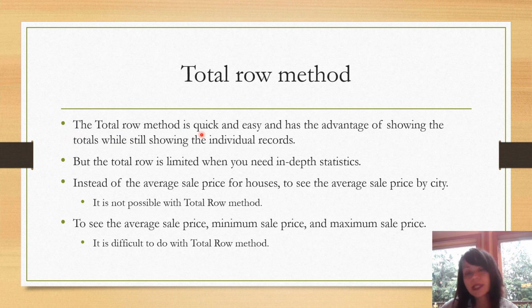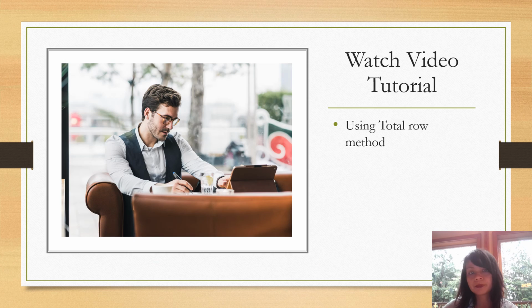The total row method is quick and easy and has the advantage of showing the totals while still showing all the individual records. But this method is limited when you need more in-depth statistics. So instead of the average sale price for houses, if you want to see the average sale price by the city, it's not possible with the total row method. Another thing that is not possible or is difficult to do is to see the average sale price, minimum sale price, and maximum sale price.